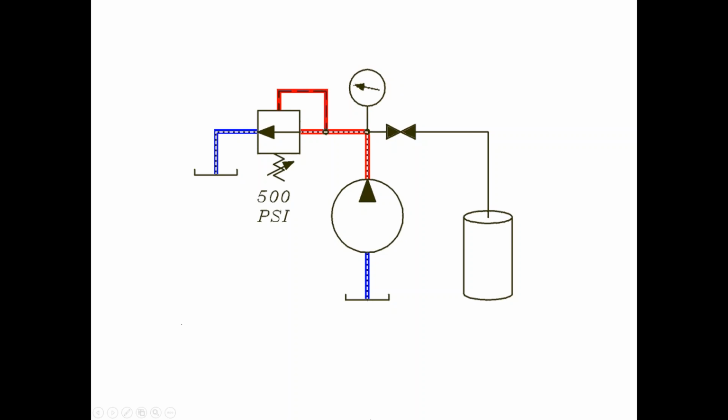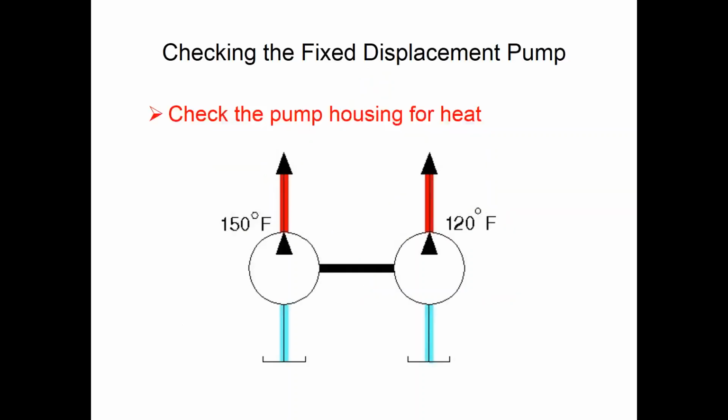Now, with that little bit of knowledge, we can approach troubleshooting a pump. There are two kinds of pumps. Essentially, there are fixed displacement pumps and there are variable displacement pumps. The fixed displacement pump is illustrated by just the circle and the arrow. And one good symptom for a pump that's badly worn is excess heat.